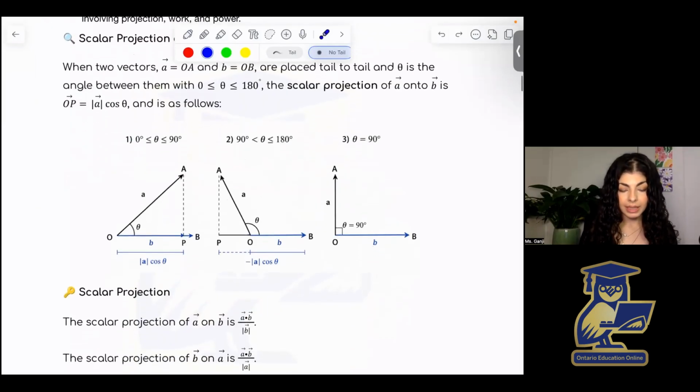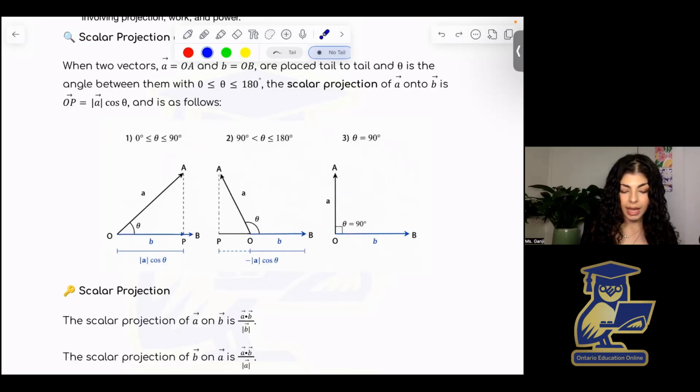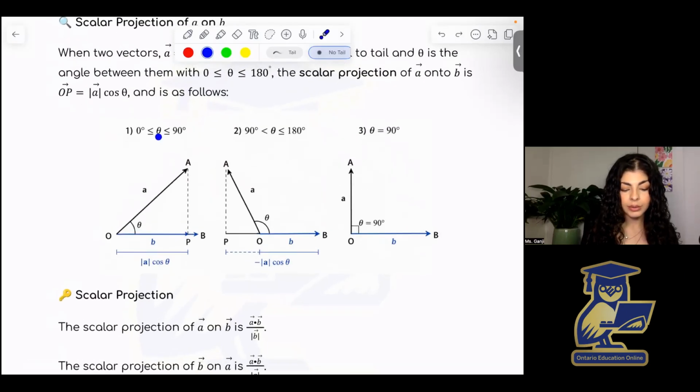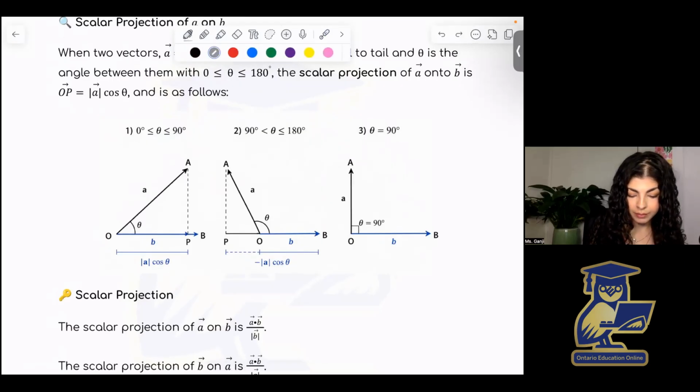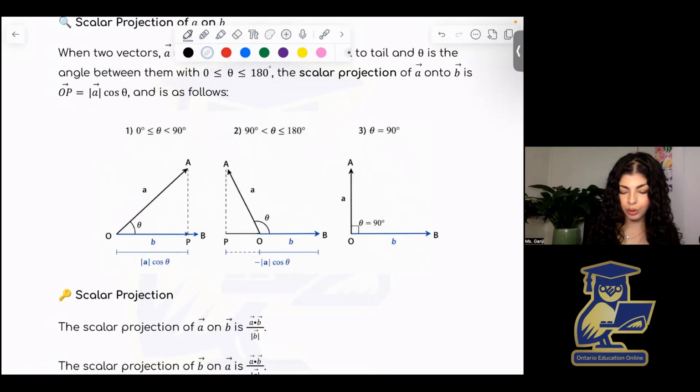So here's vector OB in all of them, and then we have vector A. I've given you the three different cases. When theta is between 0 and 90 degrees, not inclusive here, because I'm going to show you what it looks like for theta equal to 90 degrees. And this one is between 90 degrees and 180 degrees, inclusive of the 180 degrees.